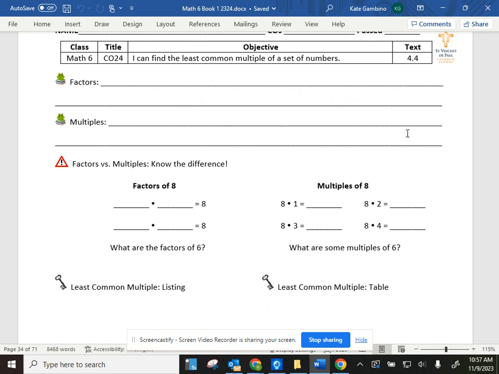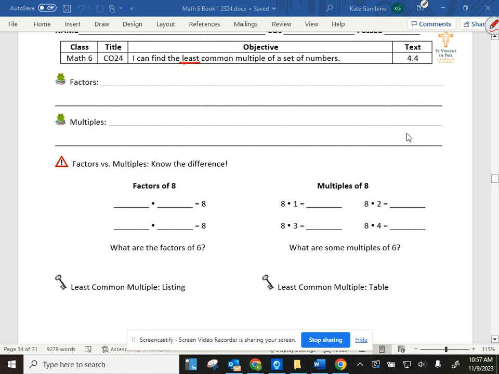So yesterday we talked about the greatest common factor. Today is the least common multiple. So we're not working on breaking it down into its factors. We're looking at what it multiplies up into.